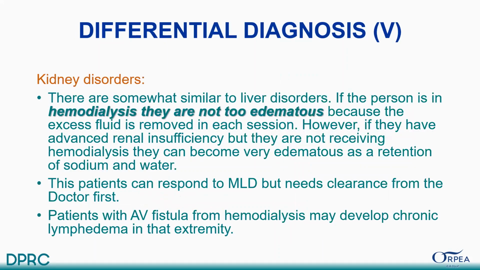As well, we have kidney disorders. They are somewhat similar to liver disorders. If the person is on hemodialysis, they are not too edematous because the excess fluid is removed in each session. However, if they have advanced renal insufficiency but are not receiving any hemodialysis, they can become very edematous as a result of retention of sodium and water. This patient can respond to manual lymphatic drainage, but needs clearance from the doctor first. Patients with an AV fistula from hemodialysis may also develop chronic lymphedema in that extremity.